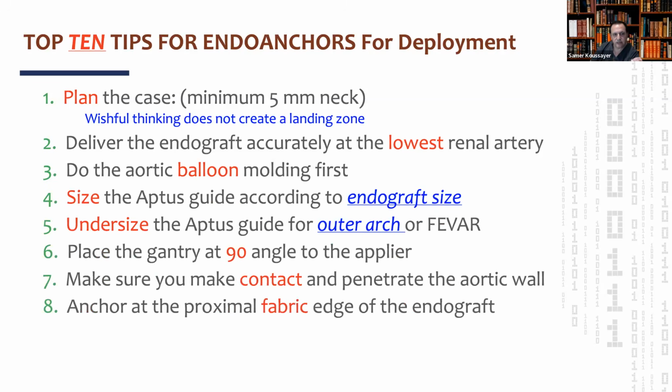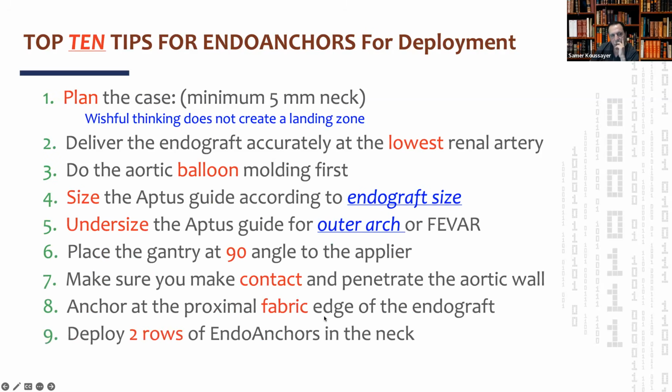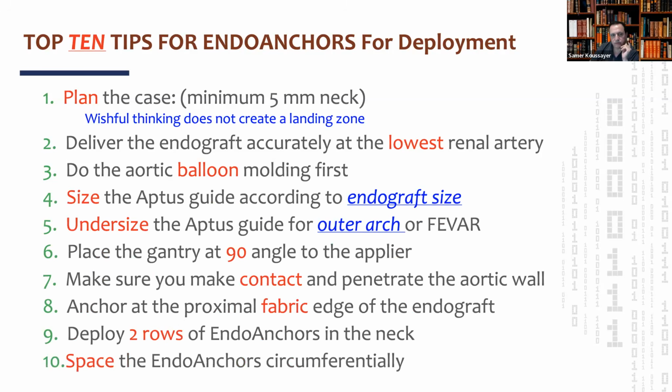Contact, penetrate, anchor the proximal fabric edge. See, the proximal fabric, very close to the proximal edge. You can use 2 rows, but again, 1 row is acceptable. And Ham said to do it circumferentially. Don't put them in only one area. Try to put your endo anchors circumferentially.